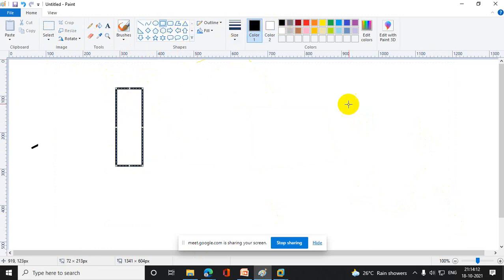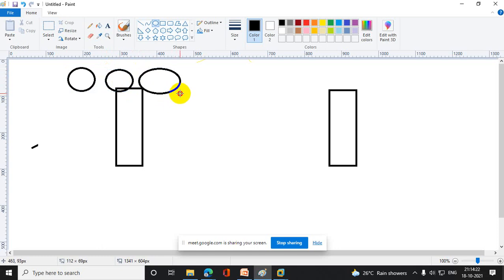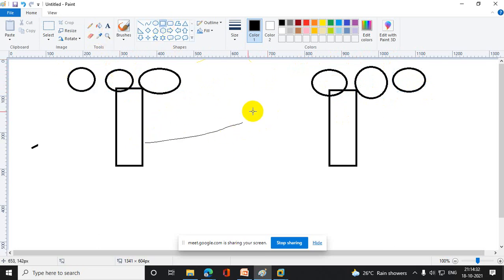In VMotion, what happens actually? Let's say 3 more machines are running on it, and there are also 3 more machines connected. These are all interconnected through a switch. Now let's say this physical server has crashed. Then you know there is a feature.